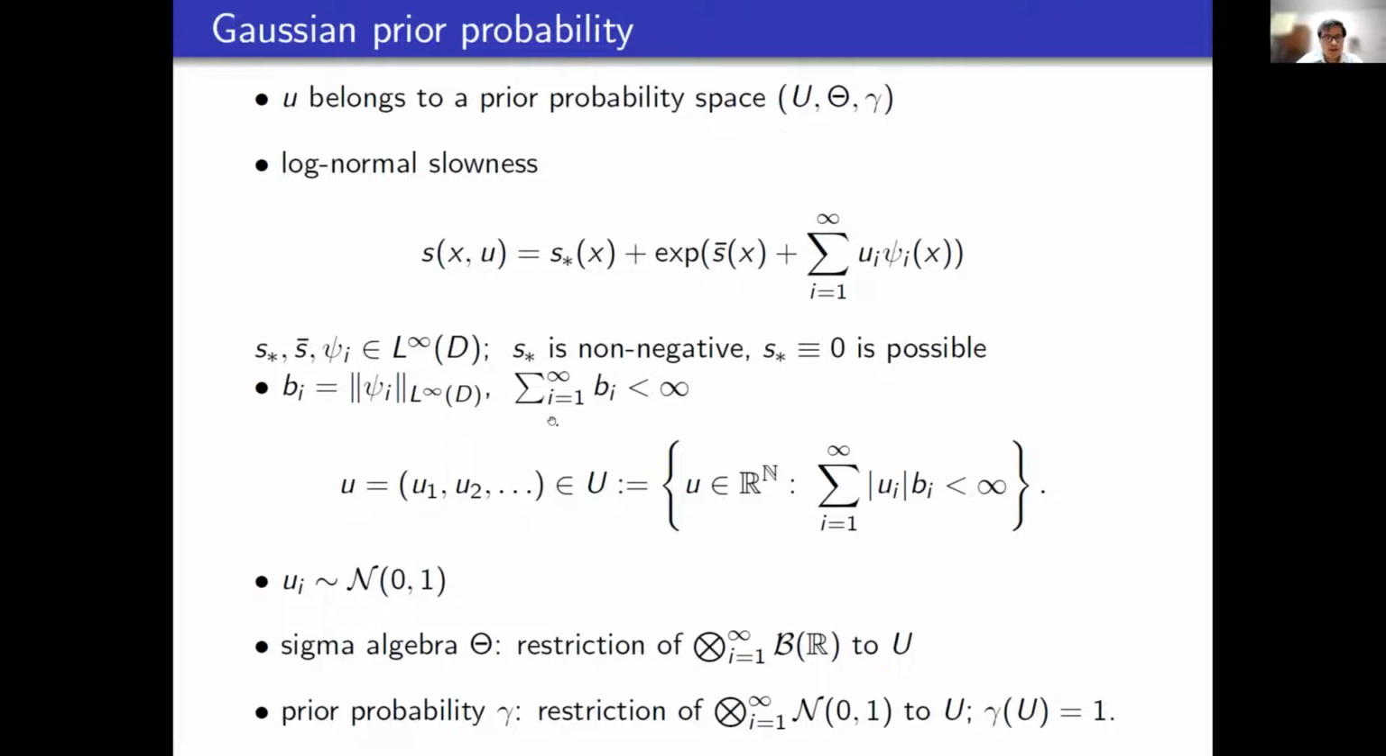So because this condition, the summation of all of this b_i, is finite, we can show that gamma(U) here is 1. So the prior probability space, this big U, is defined here, and gamma is defined as the restriction of the tensor product of the normal distribution to this U, and gamma(U) here is 1.